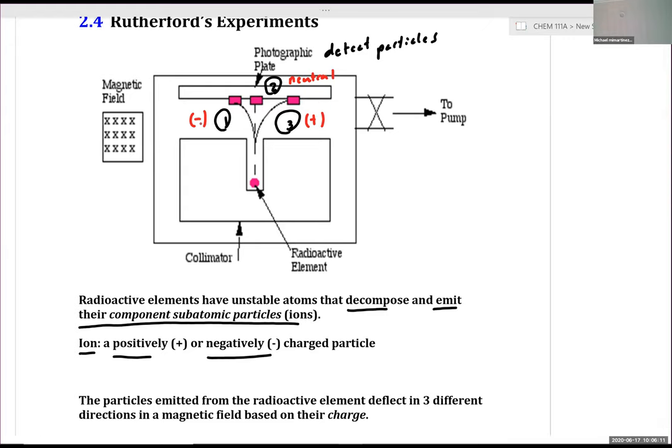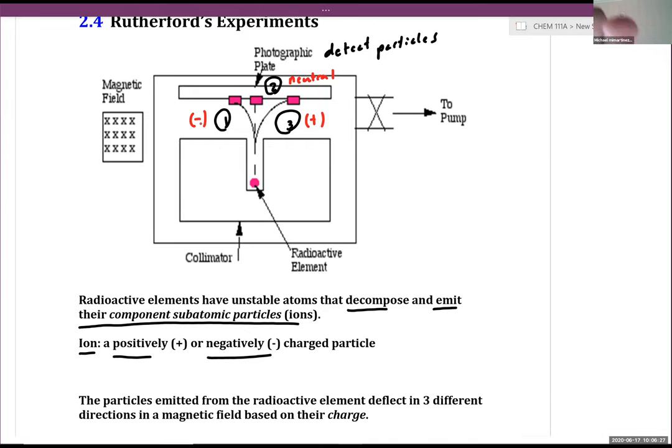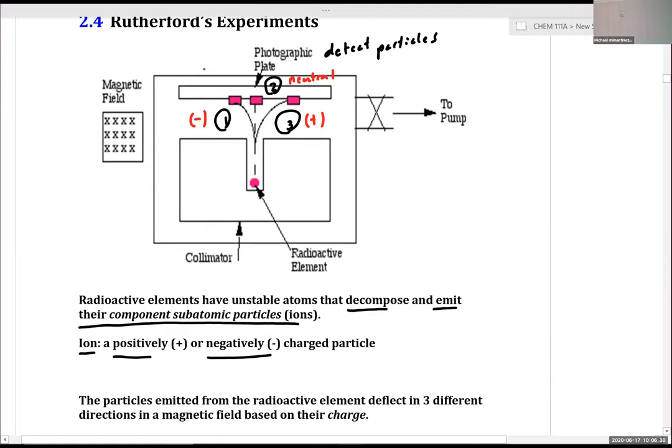So this experiment is pretty powerful in that it's demonstrated a few things. First and foremost, we've looked at radioactive elements and used them to study the subatomic particles that make up atoms. We, from this experiment, have concluded overall that there are three different types of particles found in atoms, and each of those three particles has a different unique charge. There's a negatively charged particle, a neutral particle, and a positively charged subatomic particle.